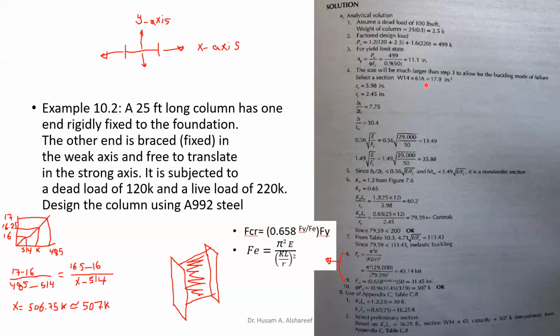So we will work with this section and test it out, because every time in the design, every time you make an assumption and select a steel section, you always have to verify and see if it's adequate or not. So then you go to page 440 and find this section here, which is W14 by 61.